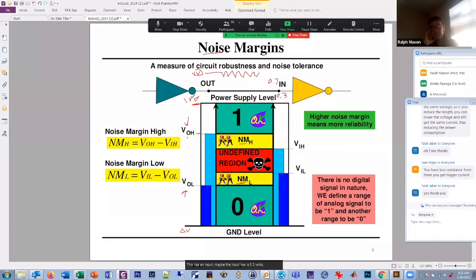Then, yeah, there's a bit of ground bounce on the 0 volts coming out of here. No problem. But if we have more noise than 0.3 volts, then this inverter doesn't work, the second inverter. Anyway, those are the noise margin.